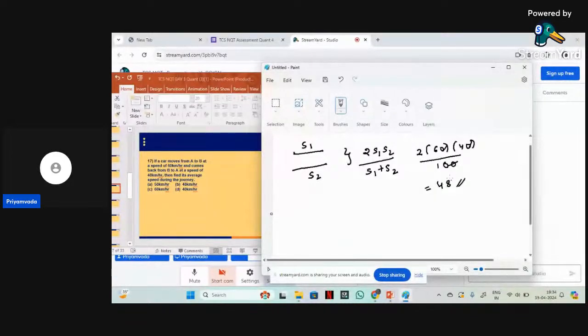This is a formula. Please memorize it. When it is given that a car or any item is moving from A to B with speed S1 and B to A with speed S2, and they ask us to find out the average speed during the entire journey, then the formula is 2 S1 S2 by S1 plus S2. And we have the values of S1 and S2, and we substituted them in here, and we got the answer as 48. So the option is B.